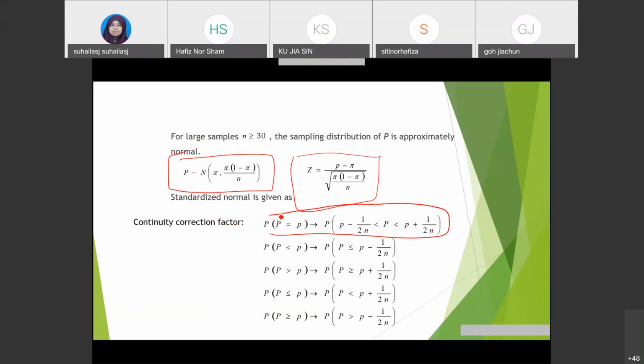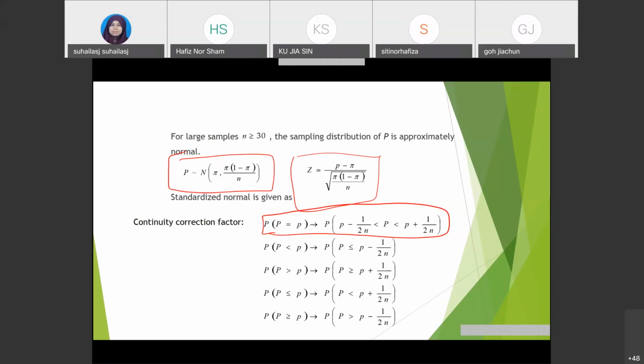Okay, because we have quite a number of formulas. But I am not asking you to memorize these formulas. You just need to know how to use the formulas to solve. We don't need to memorize, like, if equals then must subtract, must add, no. Just understand the concept, how we get that, whether to plus 1 over 2n or minus 1 over 2n.